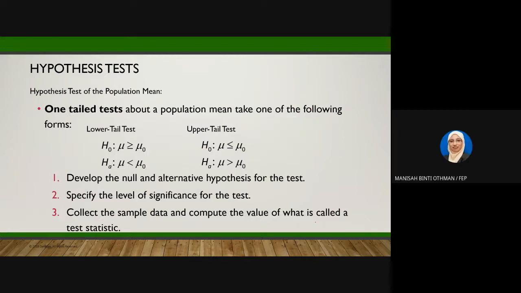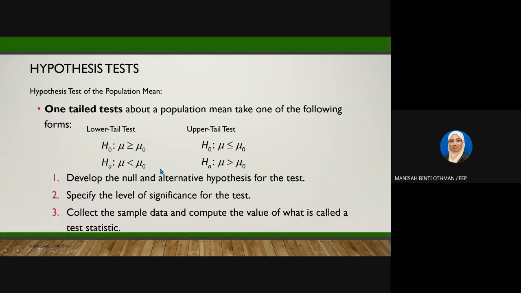One tail test is either more than or less than. If the alternative hypothesis is that mu is less than a number, it's a lower tail test. If the alternative hypothesis is that mu is more than a number, that is an upper tail test. So it is based on the null hypothesis and the alternative hypothesis.